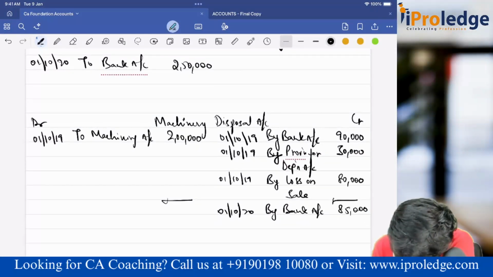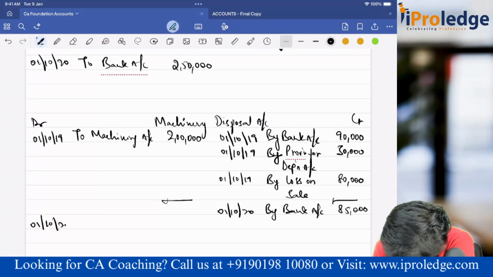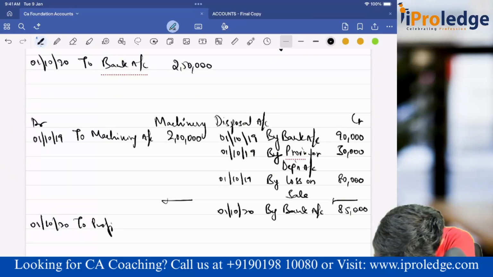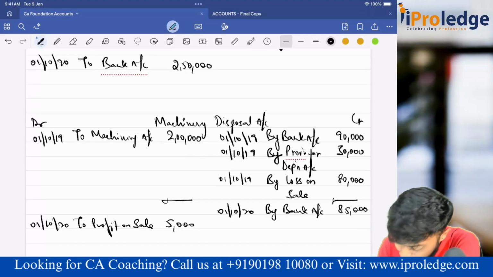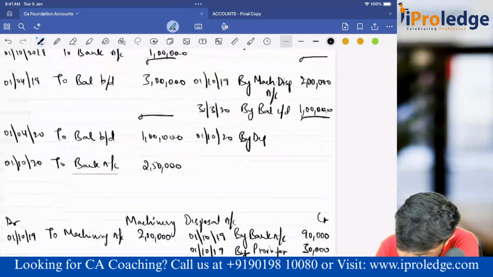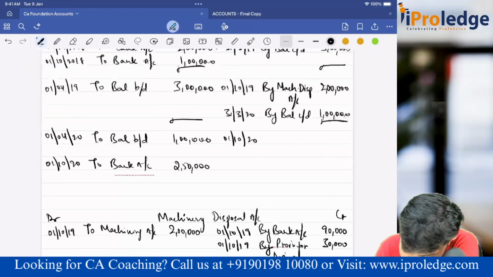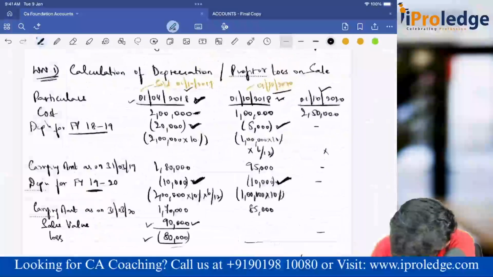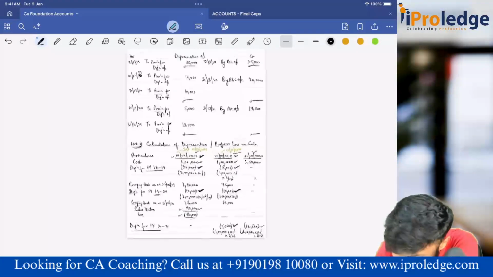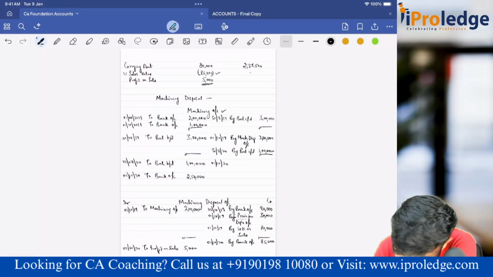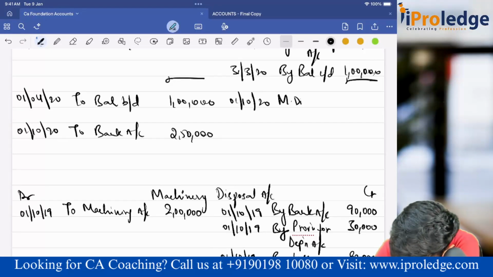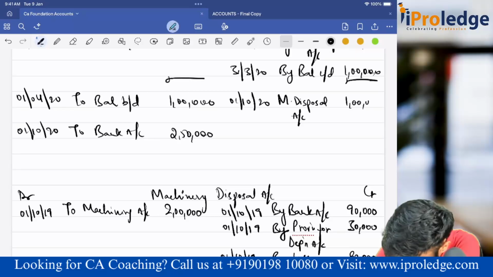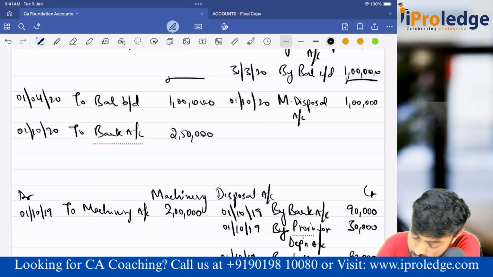So 1-10-22, profit on sale, 5,000. Then you have cost component lying in machinery account, correct? So how much is the cost component? The cost component of the second machinery that we are selling is 1 lakh rupees. So that 1 lakh I transfer from machinery account to machinery disposal account. 1 lakh. Okay, so this I did.